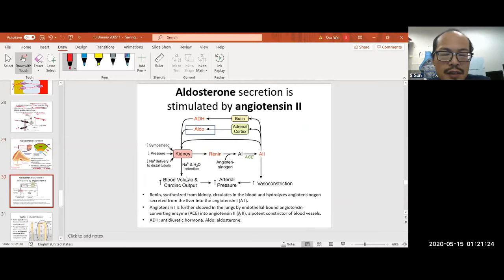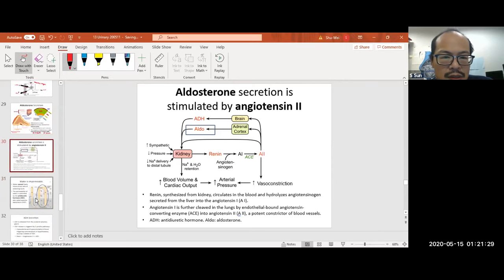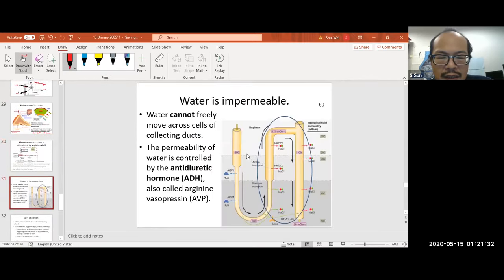So we learned this one already. Aldosterone can also be triggered by angiotensin II. And another one is ADH. So two stories. One is the aldosterone story. The other one is ADH. So ADH's function is to open up a channel in this area for water. So say here is no ADH. This one is a figure with no ADH.